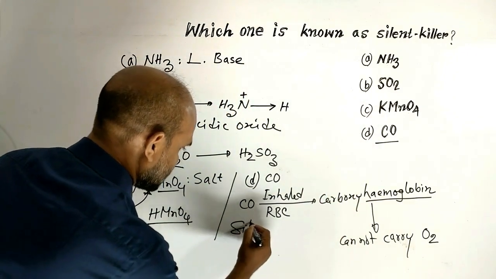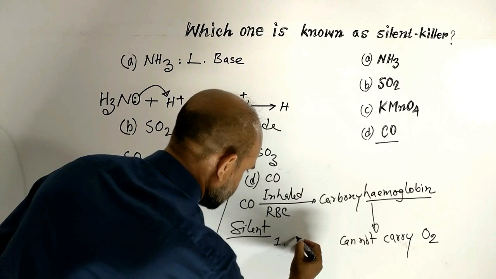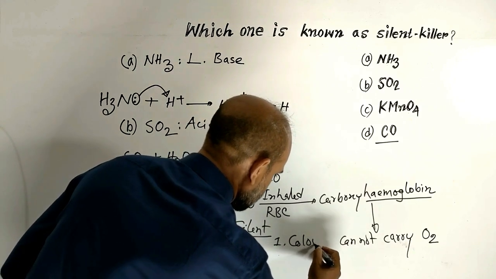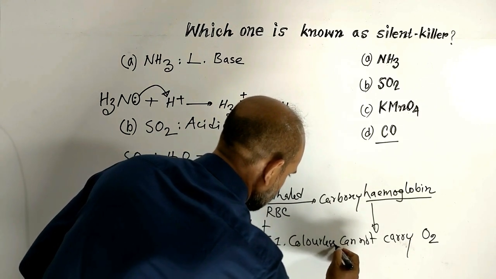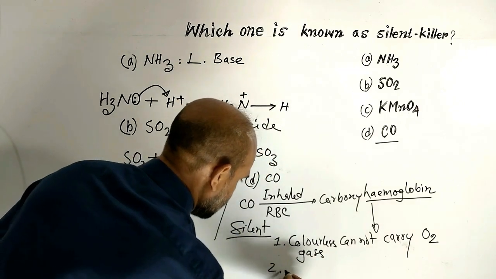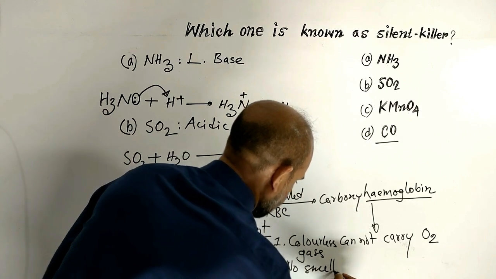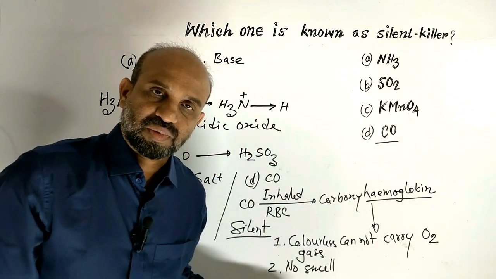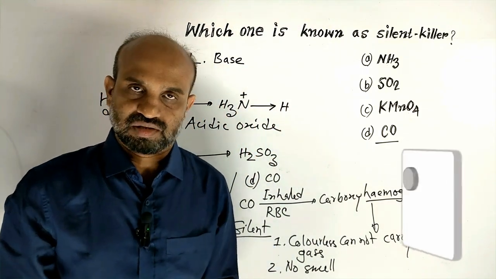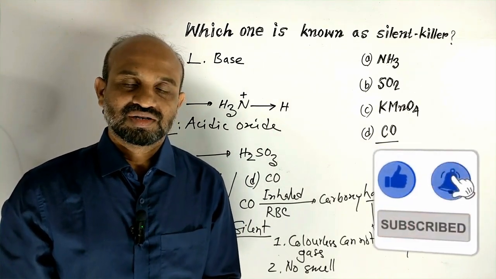Why silent? Because this is colorless gas and it has no smell. That is why presence of carbon monoxide cannot be detected. Because of this, carbon monoxide is called silent killer.